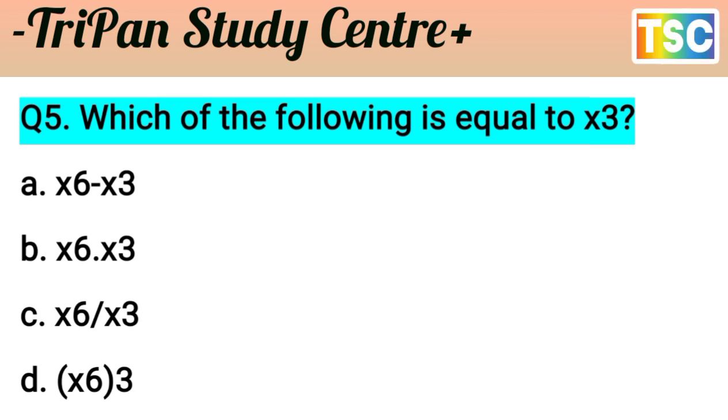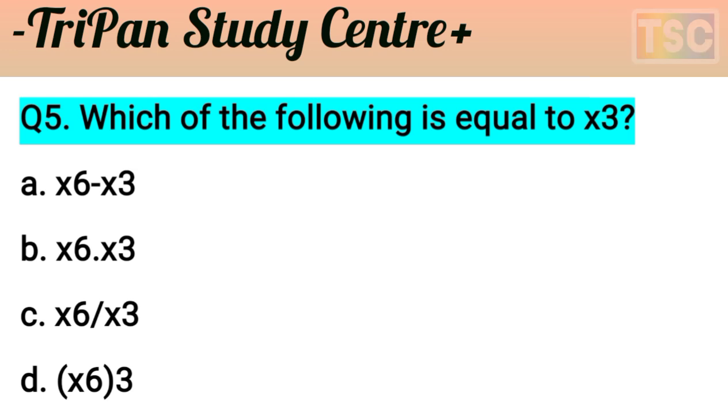You know that's an important question, but very easy. First of all, test your knowledge. I give you a few seconds. You must have a thought of your answer. Let's understand this question. Which of the following is equal to x power 3? First, x^6 minus x^3 is not possible. It means A is rejected.